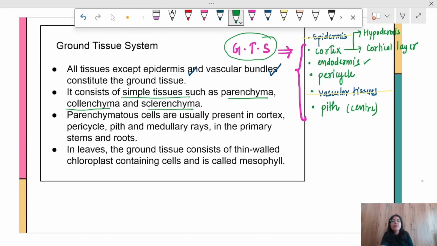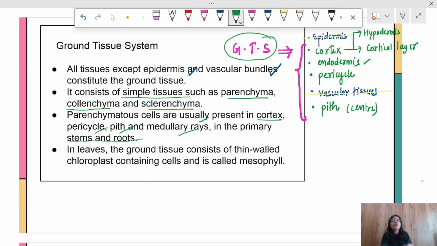Parenchymatous cells usually are present in the cortex. This is not fixed; they have written the term usually here. Most of the time, cortex will be parenchymatous, pericycle will be parenchymatous, pith and medullary rays will be parenchymatous. I have not written medullary ray there; I will show you in sections, in the primary stem and in the root.